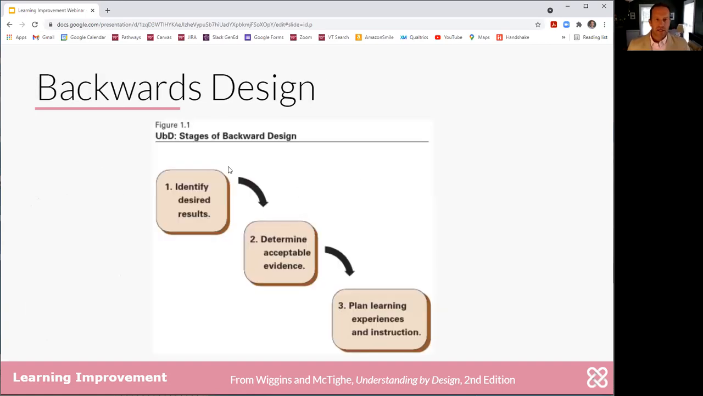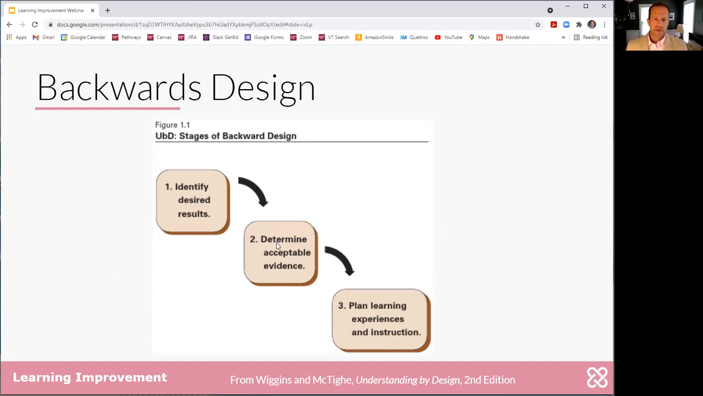So the backwards design in 3 steps is going to sound super familiar to you all, which is you first identify the results, then you determine the evidence that we'd know if they've met the results. So what do we want? Where do we want them at the end of this course?